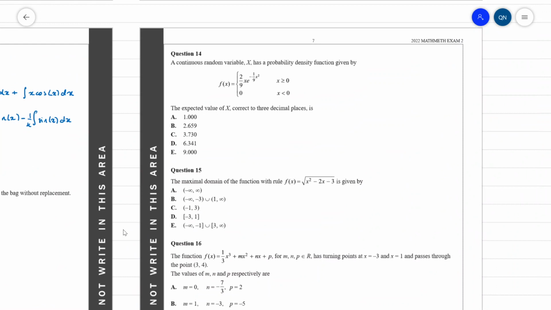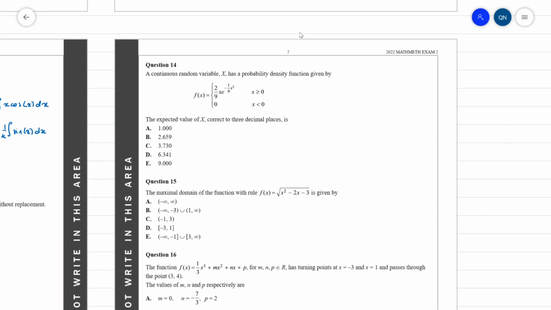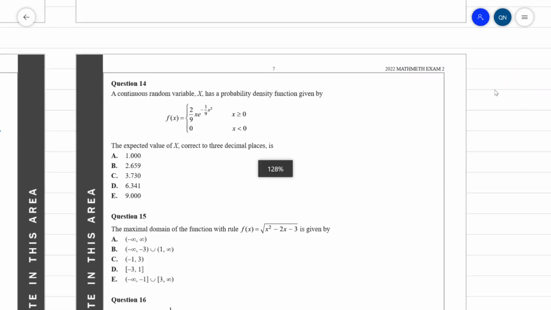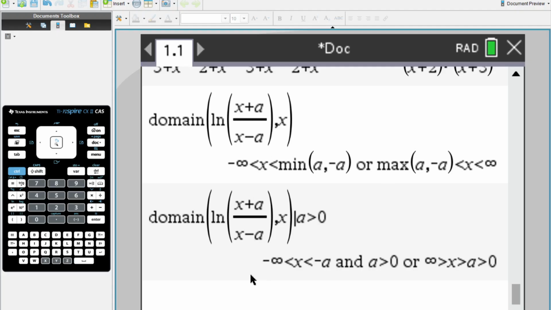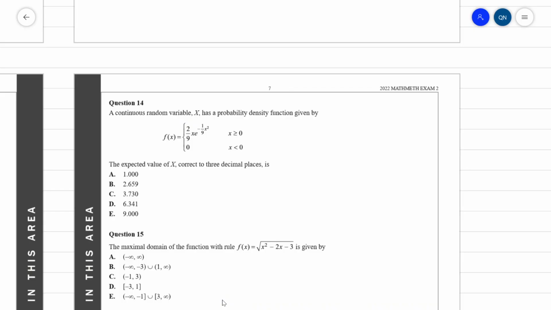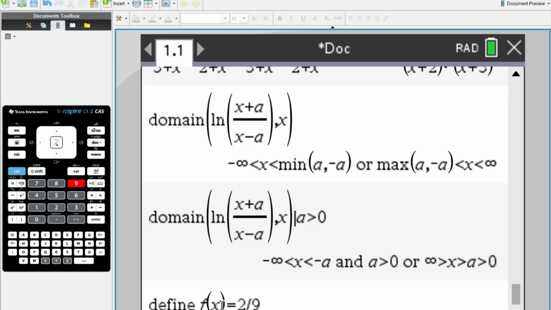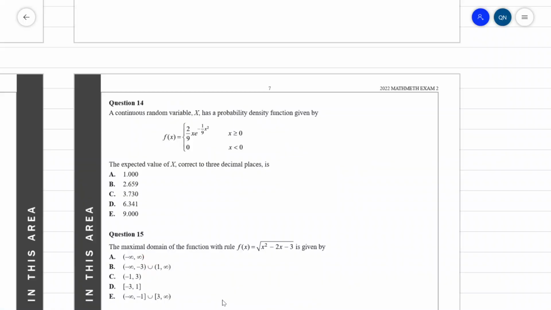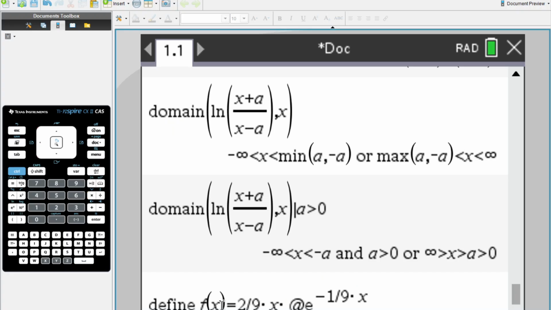All right. Question 14. Continuous random variable. Here's the PDF, and we want to find the expected value. So that's just a nice and simple computation you can do. What you can do, you can define f of x to be equal to 2/9 times x times e to the negative 1/9, and then we also have x squared.